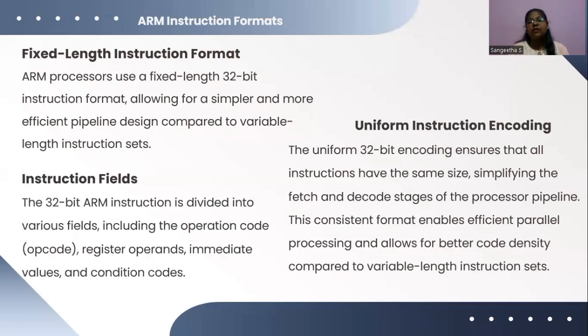Next is instruction fields. The 32-bit ARM instruction is divided into various fields, including the opcode, register operands, immediate values, and addressing. For opcode, we give MOV or ADD. These are the instructions, and they are known as opcodes. Including that, the 32-bit fixed length, whatever we have given, will be divided into several fields, and it will be given to the operands or the opcodes and so on.